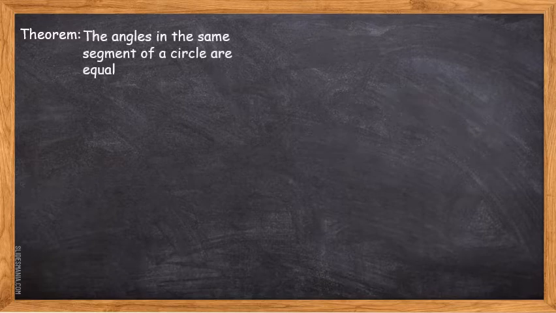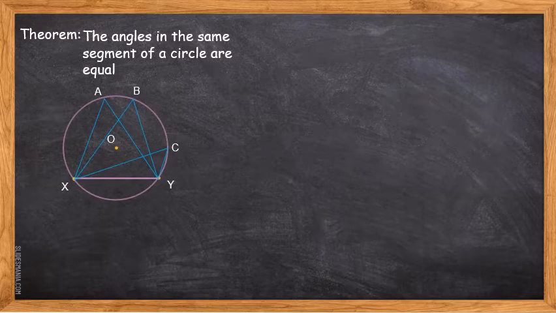Let's write down theorem. The angles in the same segment of a circle are equal. According to this theorem, if you have angles in the same segment, then they are equal in magnitude. Let's look at a diagram. Here I have drawn 3 angles in the major segment.